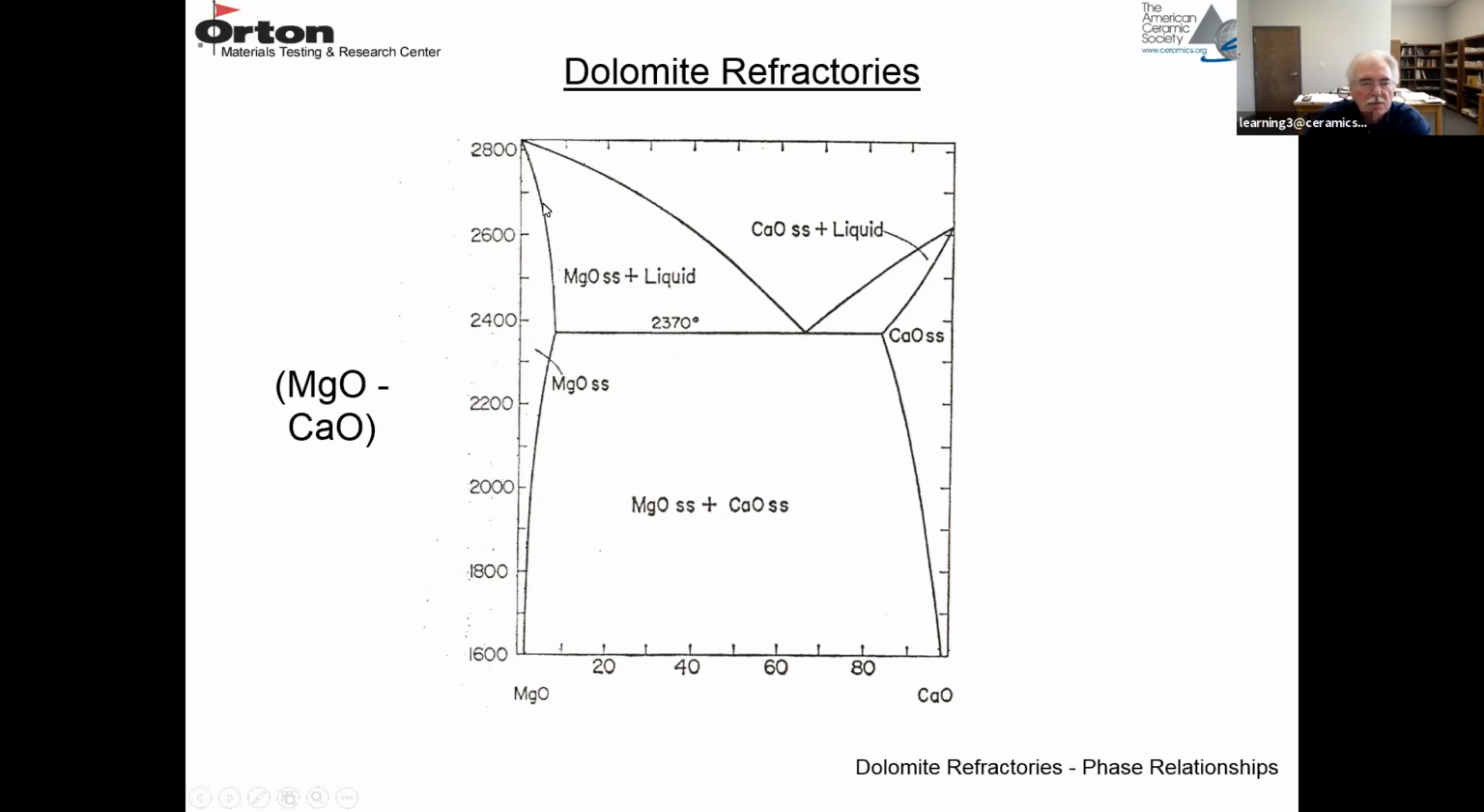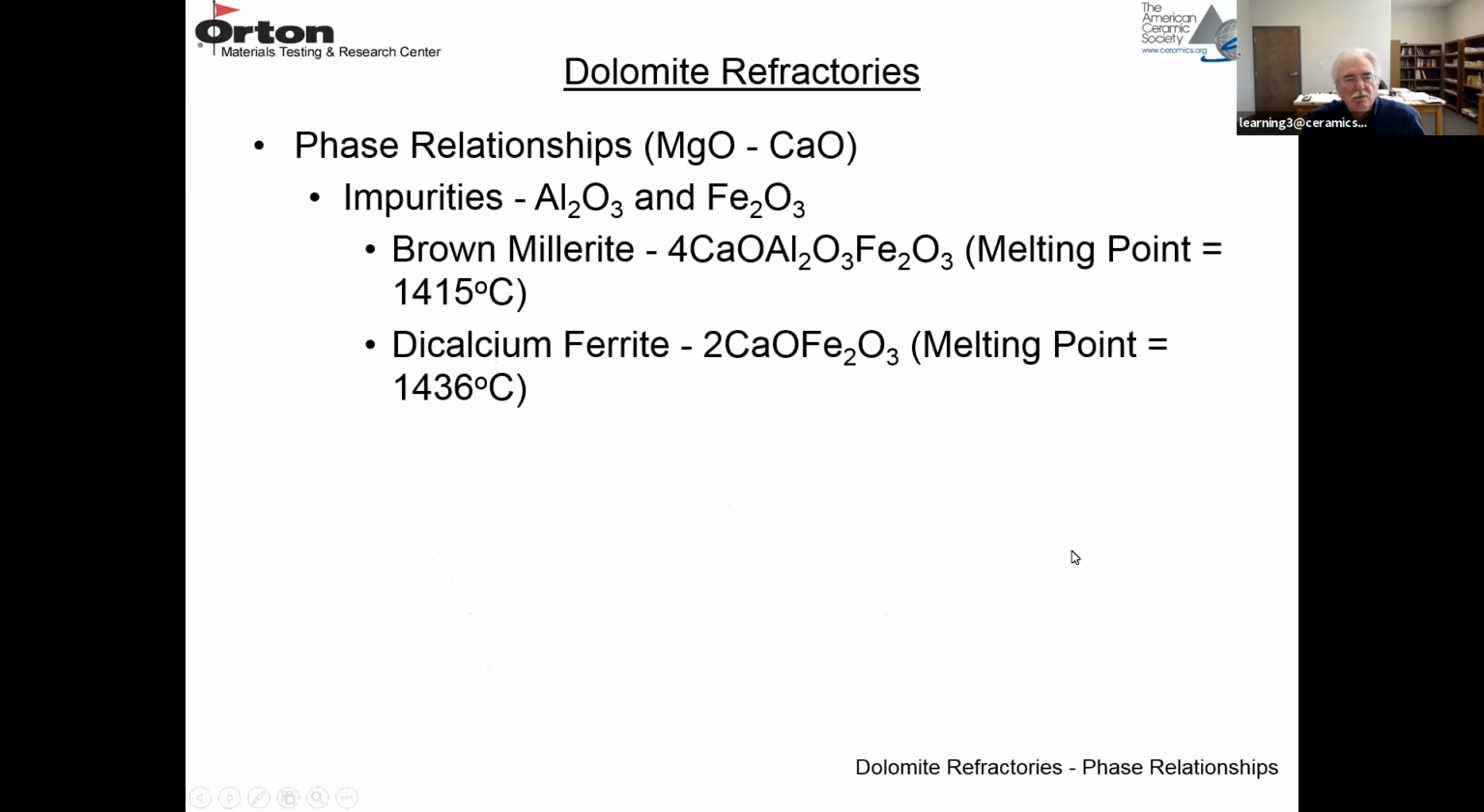So again, this is MgO plus liquid. This is CaO plus liquid. And above this curve, it's all liquid. So dolomite is a high temperature refractory material. It's mined, it's plentiful, and it's relatively cheap compared to other basic refractories. Unfortunately, it hydrates when in contact with water.